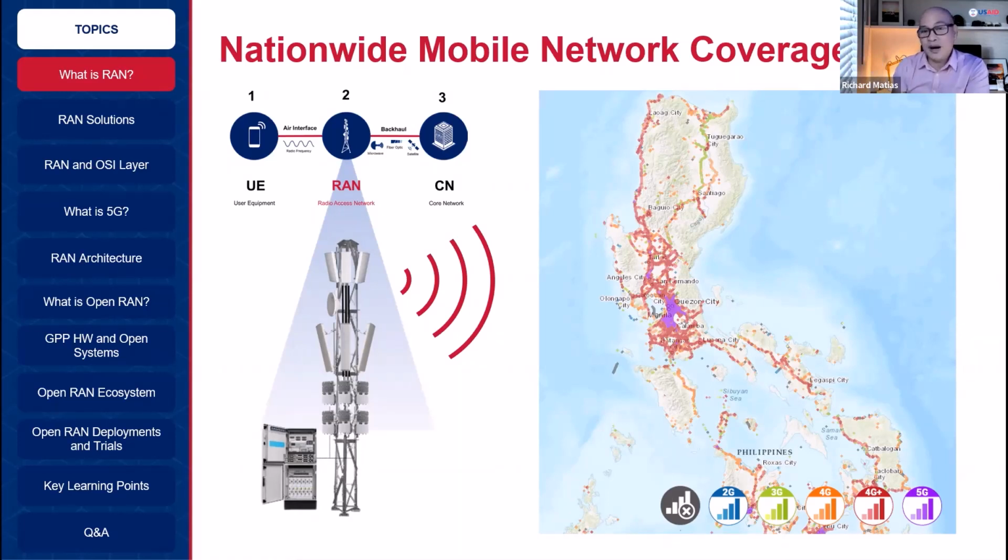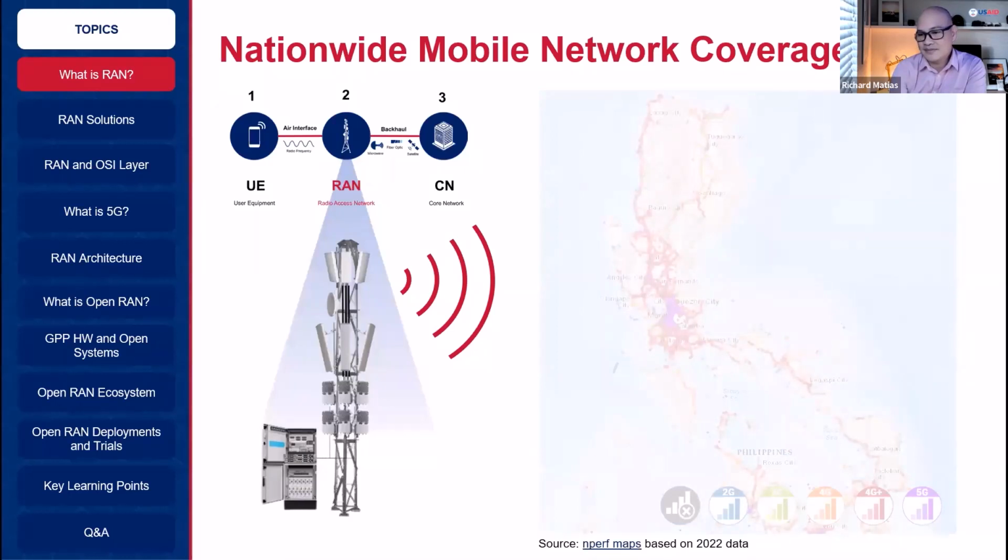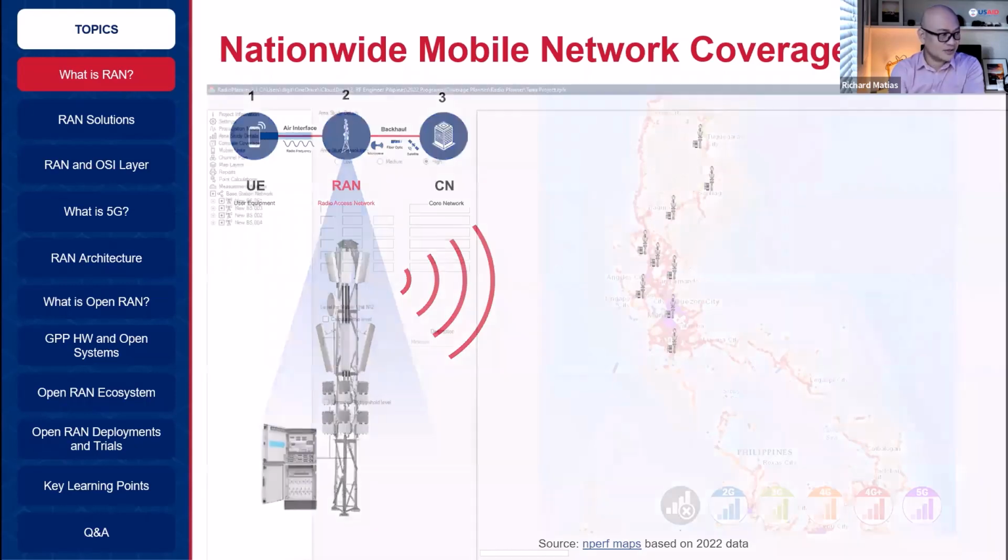Because of the low power characteristics and limited coverage area, we need to build thousands of RAN elements in order to achieve seamless coverage and mobility across the country. So what is seamless coverage and mobility? We need to estimate our coverage, as I showed in the previous simulation like this.